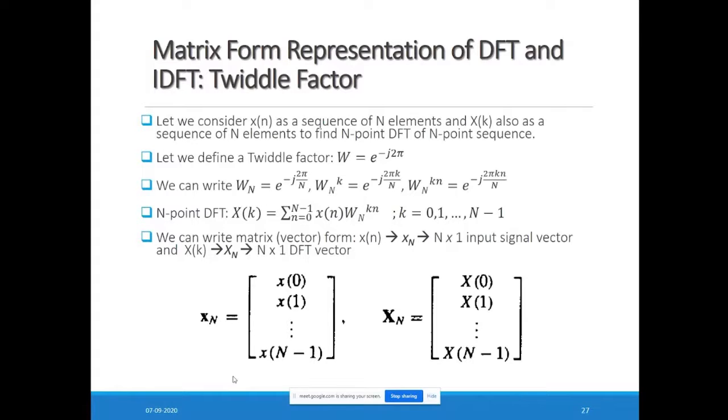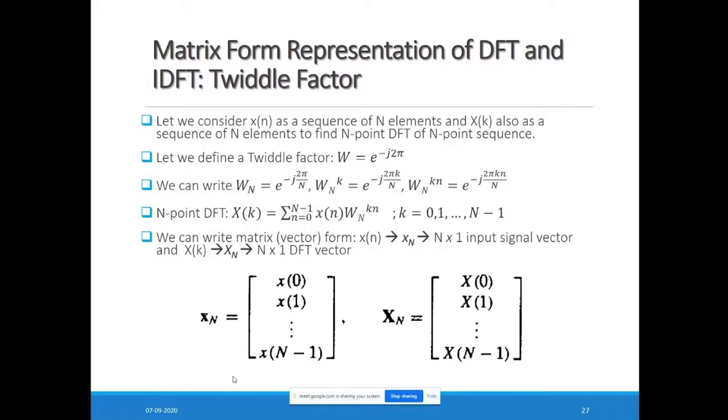Okay. So here we define a new factor. That factor is known as a Twiddle factor, and here we assign capital W as the Twiddle factor, which is e raised to minus j 2 pi, which is nothing but a complex term. So we define a new term, the Twiddle factor W, equal to e raised to minus j 2 pi, which is a complex term.